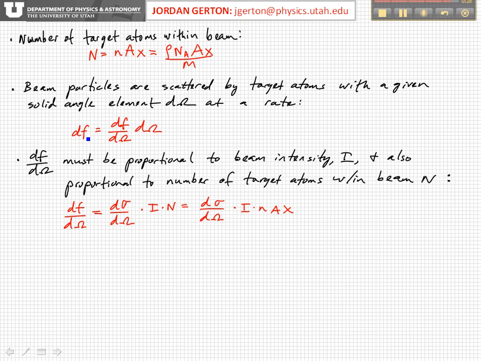It should also be proportional to the number of target atoms that are intersected by the beam, the number of target atoms within the beam. And so df d omega has to be proportional to the intensity and to the number of target atoms, and the proportionality constant we call d sigma d omega.